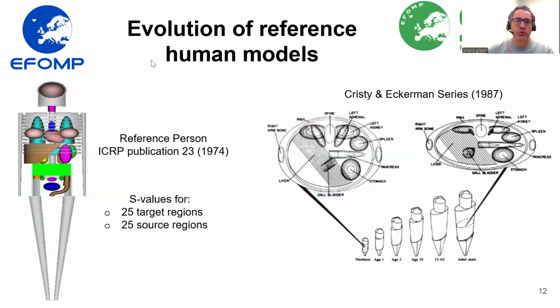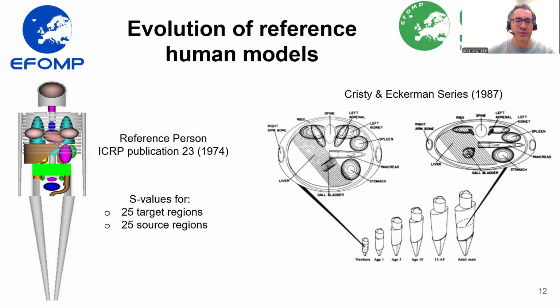Okay, now we move to the evolution of the reference human models, because ICRP adopts reference human models in order to have the geometry of a reference human body and the tissue composition in order to compute, for example, S factors and then absorbed doses to tissue.